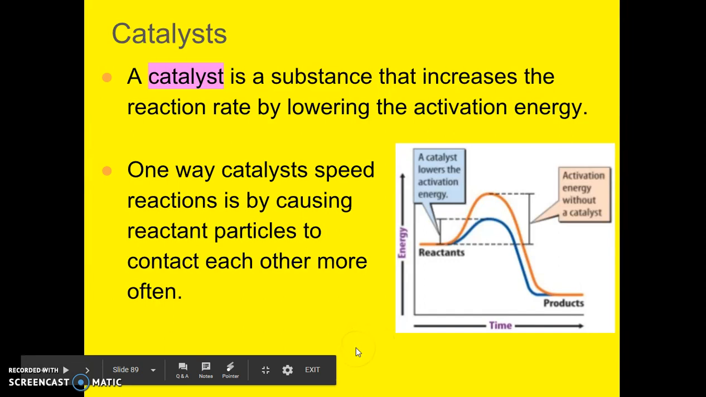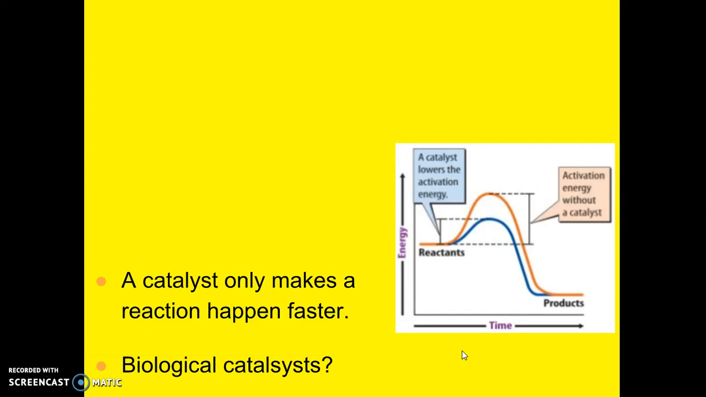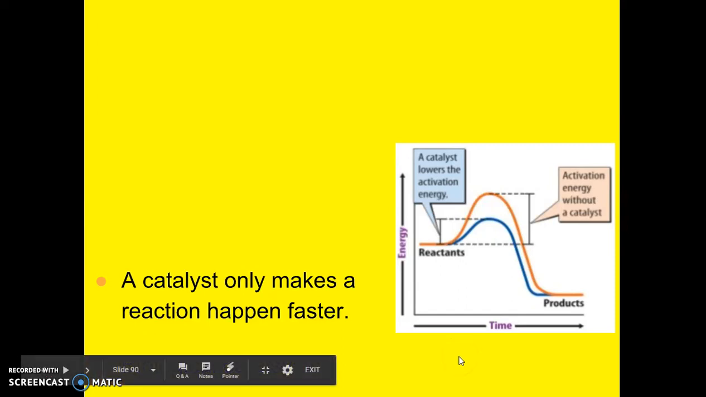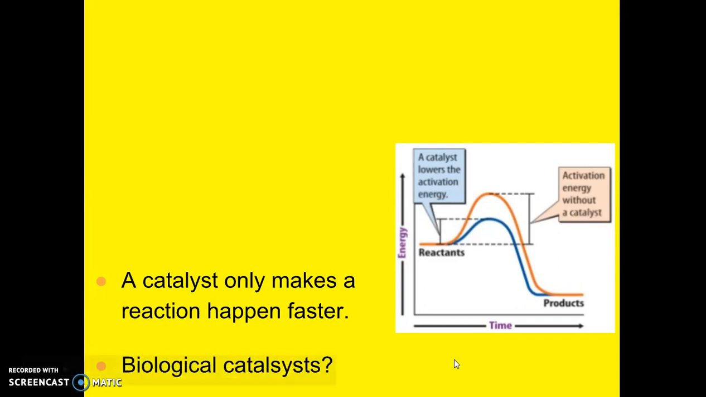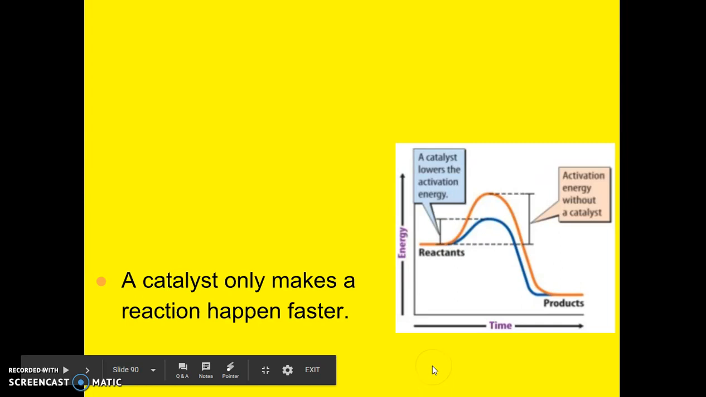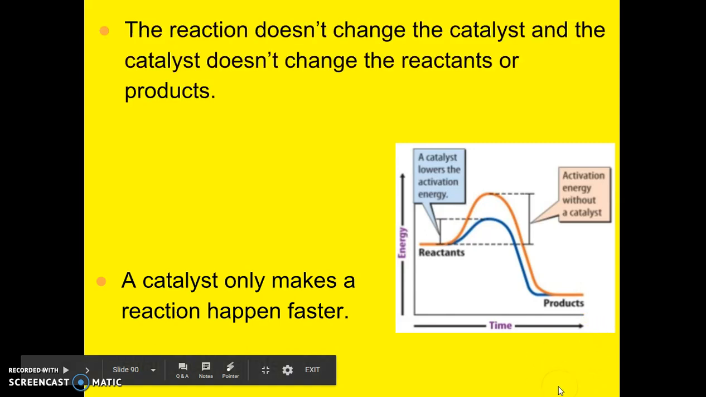One way catalysts speed reactions is by causing reactant particles to contact each other more often. So you get more collisions, which makes the reaction occur faster. A catalyst only makes a reaction happen faster. And biological catalysts, those are your enzymes. Enzymes within your body make reactions happen faster. These special proteins make reactions happen faster. So like digestive reactions that would normally take years upon years happen in a few hours because of biological catalysts.